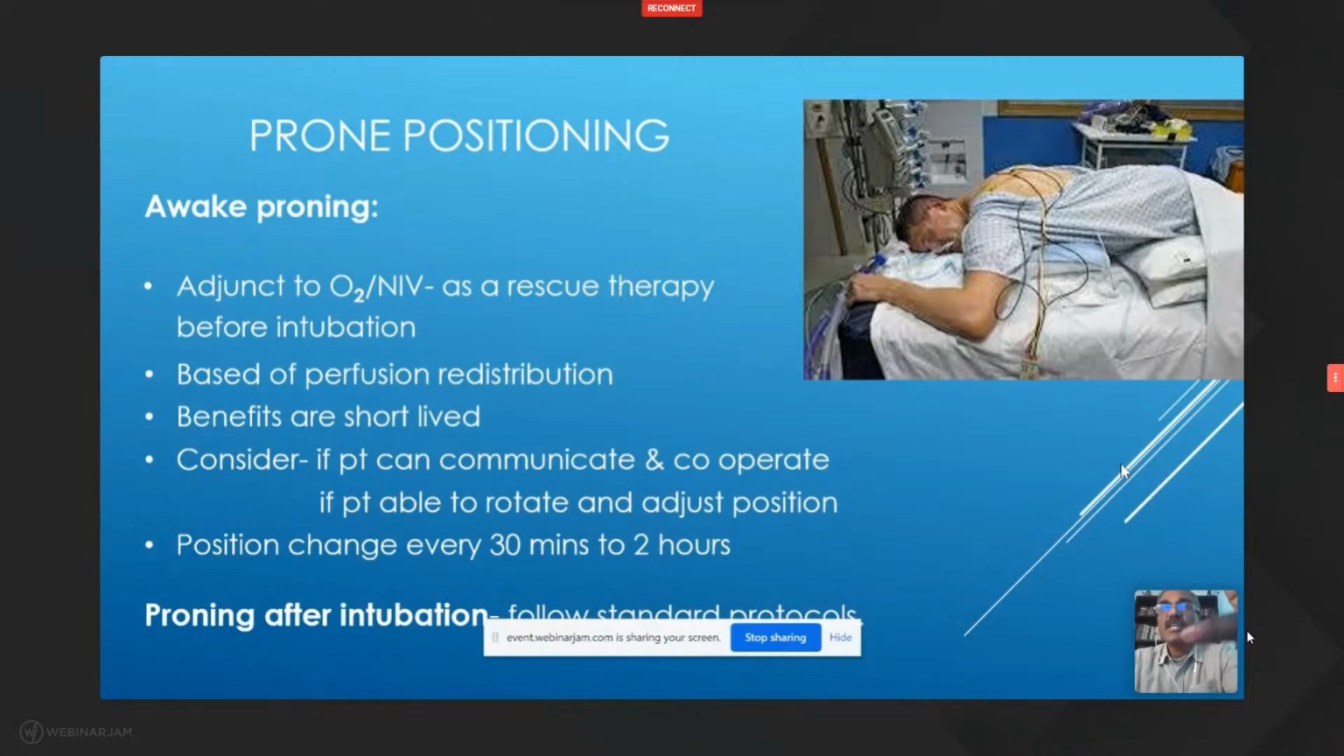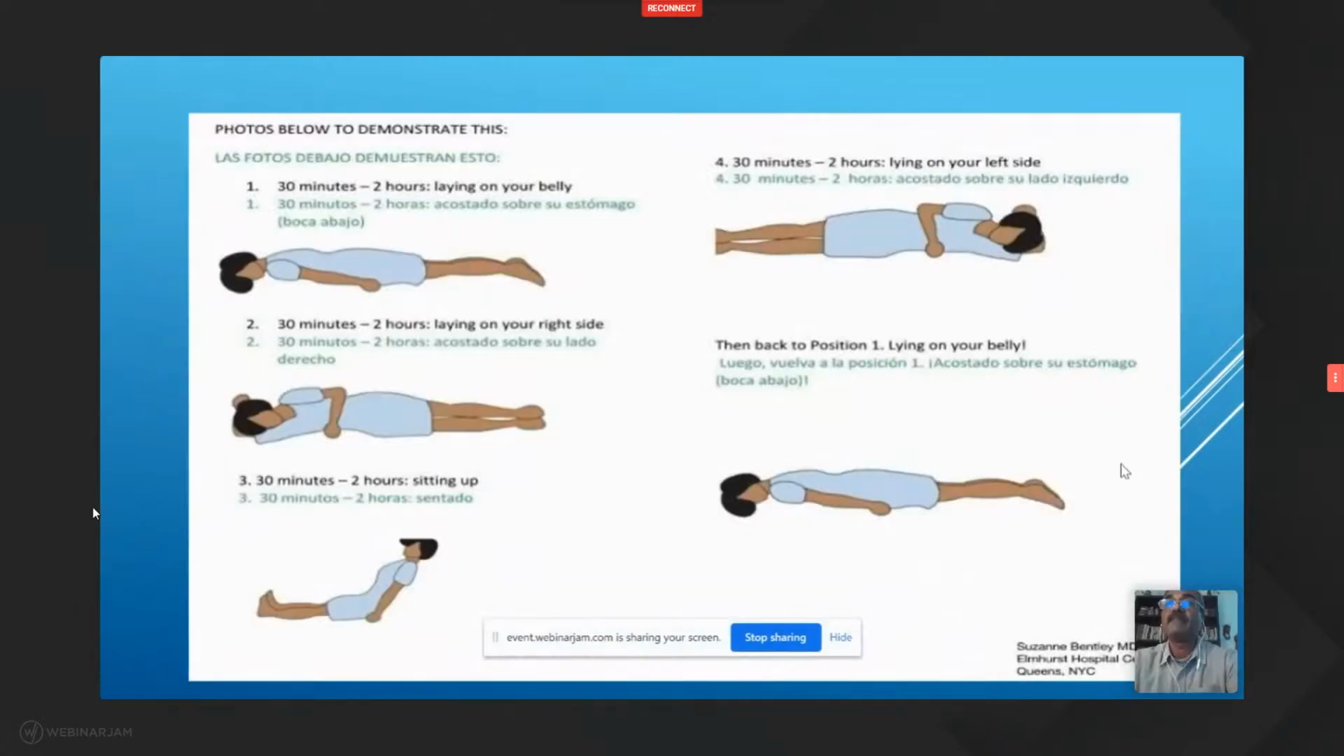And the benefits may be short-lived and can only be done in patients who can communicate and cooperate with you, who are able to turn and rotate and adjust position with your help. Okay, the position changes are every 30 minutes to 2 hours. Proning for intubated patients, as we all know, is slightly different. And this is the kind of cartoon which shows how this can be done, and you can Google it and find it. It's all on the net, and it can be used. Very useful.